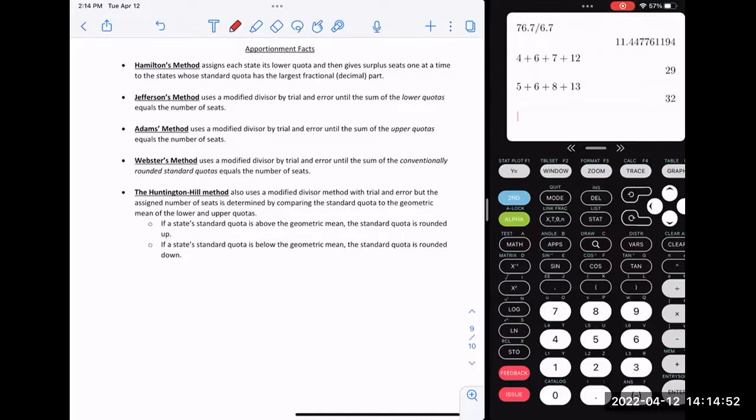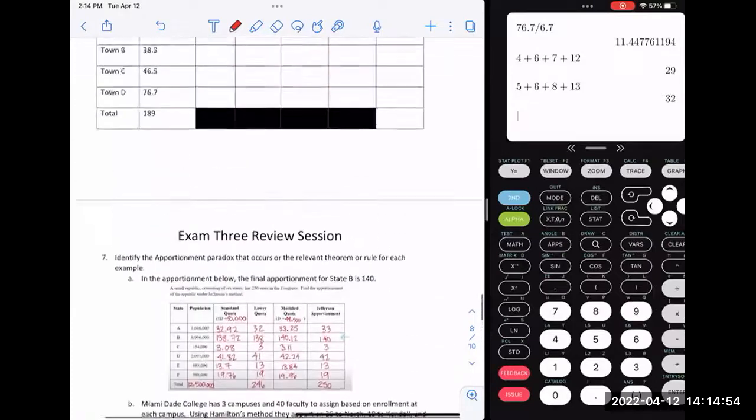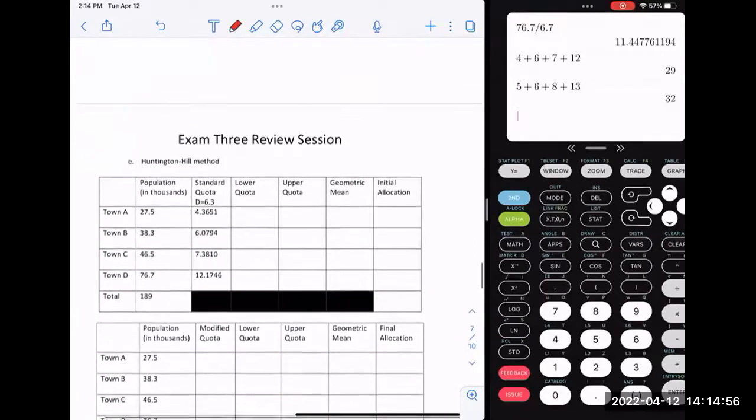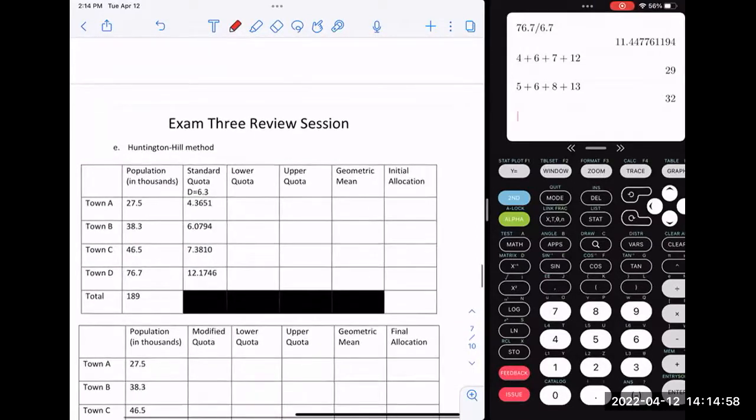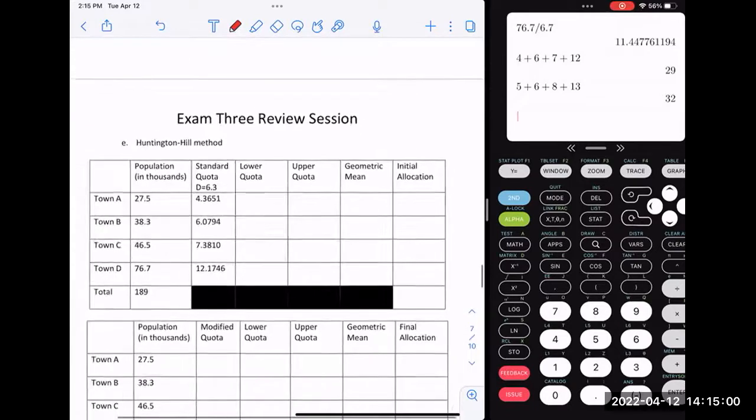It's nice that that's on my reference sheet. I don't need to remember that. I'm just going to look at it and use it. So what I'm going to do here, and I've put some columns in my table for this just to make it a little easier, is write down all the lower quotas and all the upper quotas. So all the lower quotas, if I just round all of these down, are 4, 6, 7, 12. And then all the upper quotas would be 5, 7, 8, and 13.